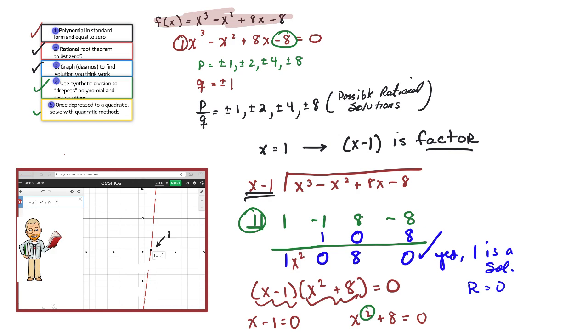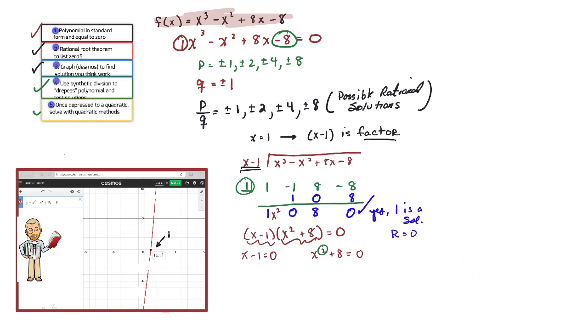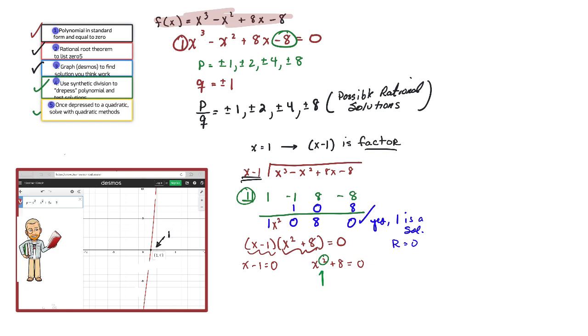Now let's talk a little bit about vocab. This guy, this x squared, is called a depressed equation. And the reason it's called depressed is because the original equation, and I'm going way up here, was an x cubed equation. We divided out the x minus 1, and we have depressed it down to an x squared. So it went from an x cubed to an x squared, so it went down by 1 degree, and that's why we call it depressed.